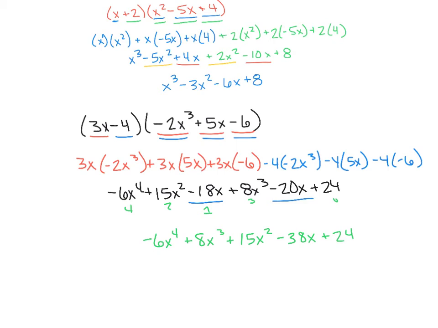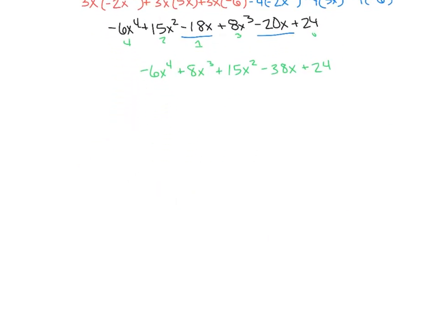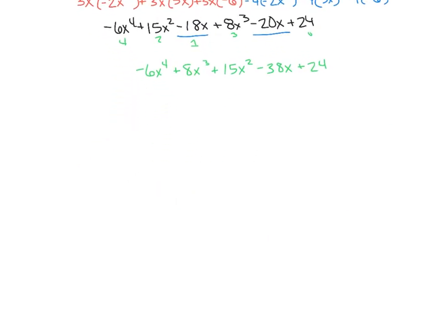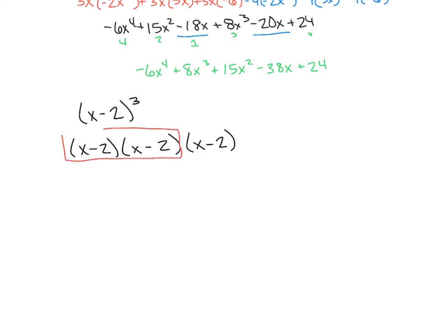The next problem, we're going to combine the FOIL method and the distributive property. On this one, we have x minus 2 cubed, which means we're going to see x minus 2 three times. What I like to do with these is FOIL the first two, and once I've done that, I will have a trinomial, and I will distribute it with the third x minus 2.